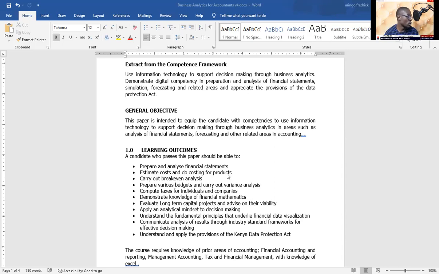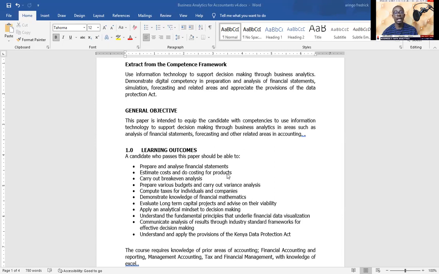We're also talking about us doing budgets and carrying out variance analysis. Any organization will be required to have budgets, and it is the duty of management accountants to analyze all these concepts. That's why, practically, if you go to these organizations, many of them don't have management accountants.